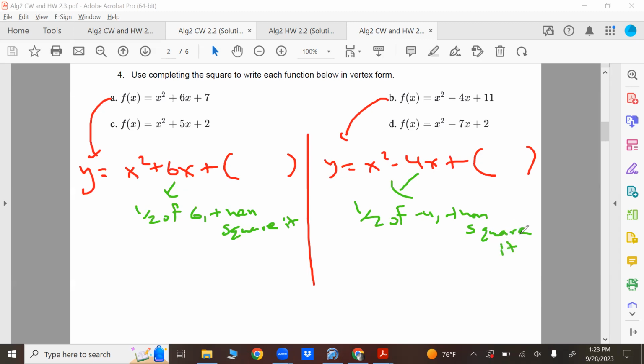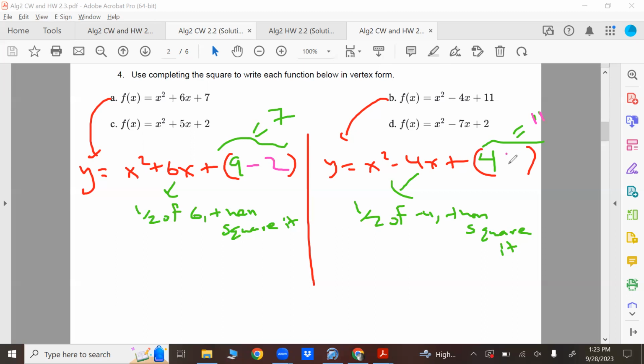Thanks. All right. Half of 6 and squared. What's half of 6 then squared? 9. What's half of -4 then squared? 4. 4, right? Okay. I know you had it, Ellie. Okay. Now, here's the deal. This has to equal 7. This has to equal 11. What would you do to get to 7? -2. And what would you do to get to 11?